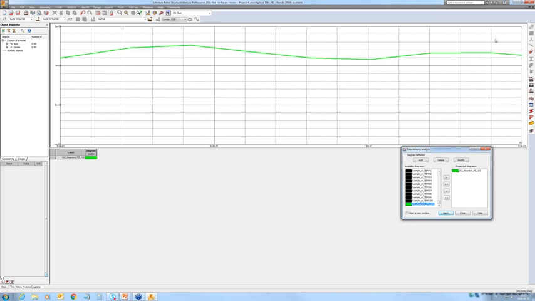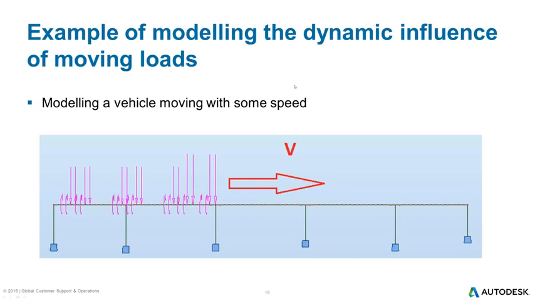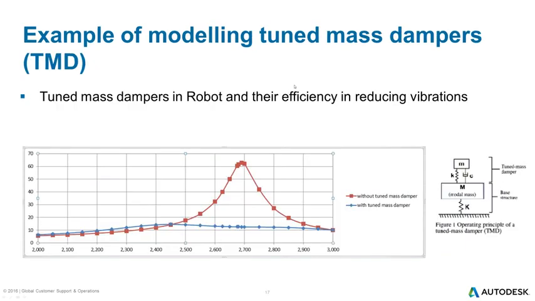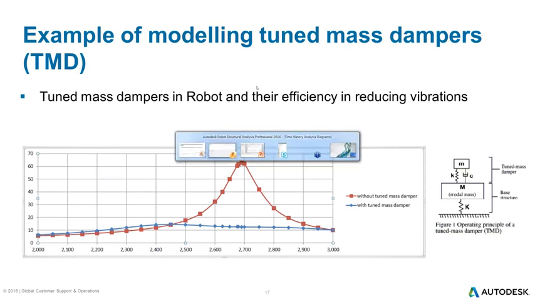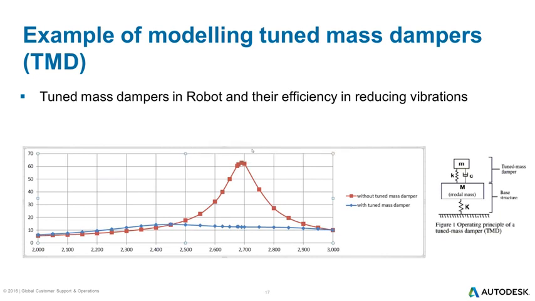Okay, let me go back to slides. You may also try to determine the efficiency of the tuned mass damper, for example, by exporting results to Excel, where you can create a diagram as shown on this slide. And you can compare maximal displacements with damper and without the damper. So let me show how to define such a damper in Robot. I will switch to Robot again.